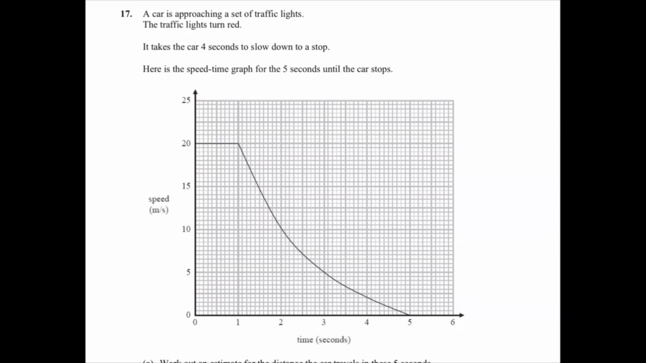Okay, so we've got a car approaching a set of traffic lights. The traffic light turns red and it takes the car 4 seconds to slow down to a stop. And that's what the graph is showing us.